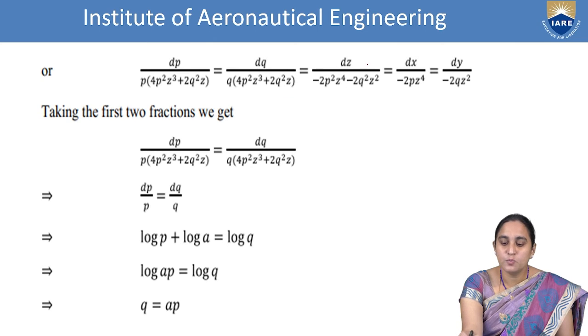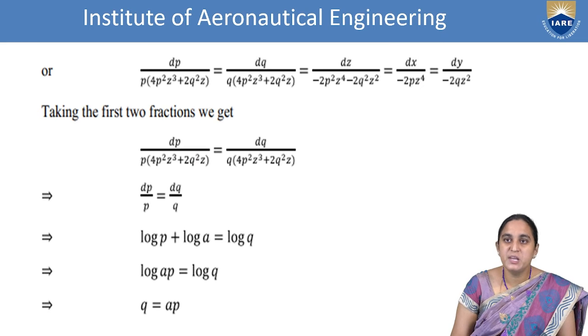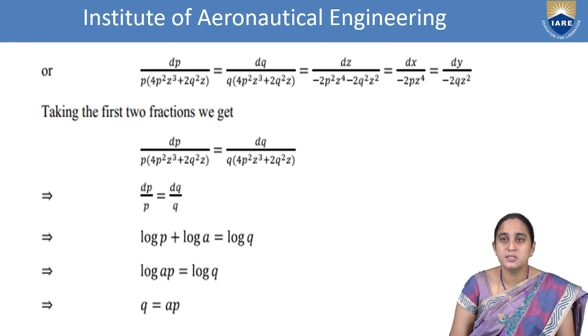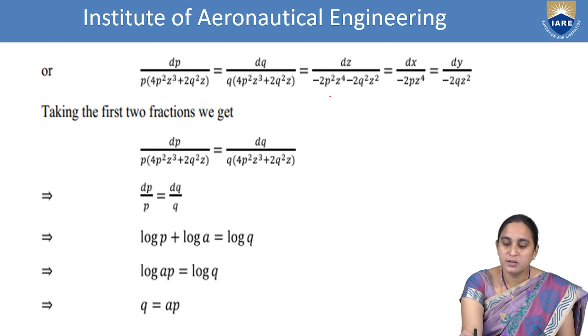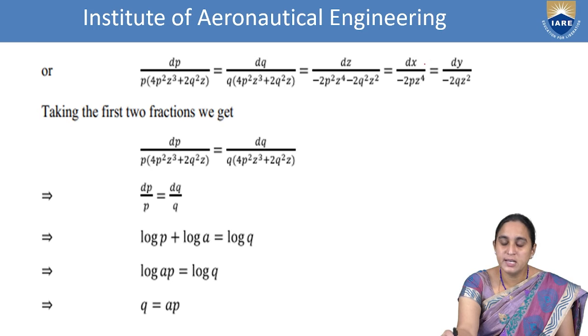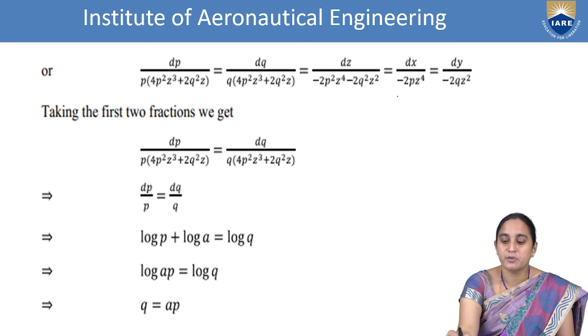That is equal to dz by, what is the formula of dz here? Minus p into dou f by dou p minus q into dou f by dou q. Then substitute here, we got minus 2p square into z power 4 minus 2q square into z square. And that is equal to what? dx by minus dou f by dou p. What is dou f by dou p here? 2p z power 4. Here in the formula minus, that is minus 2p z power 4.